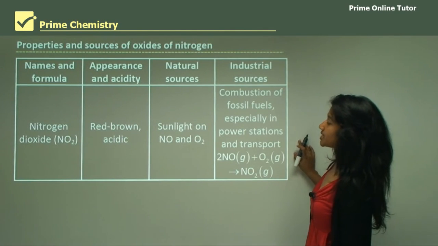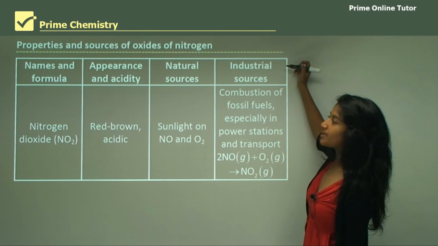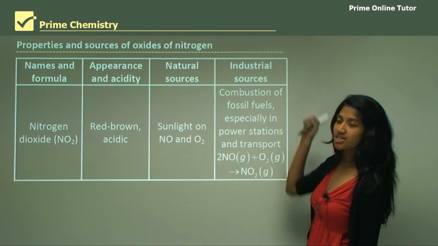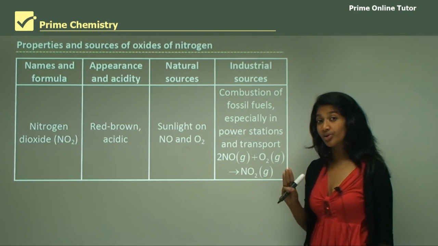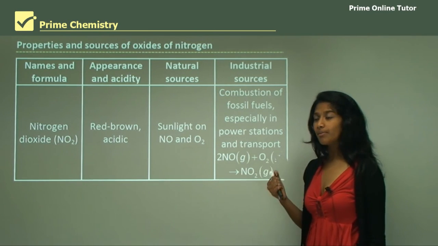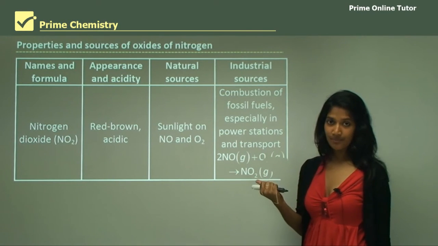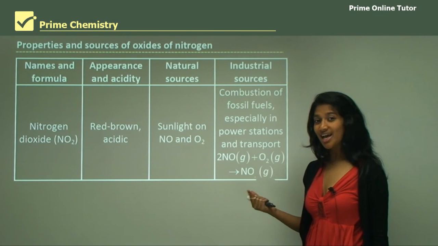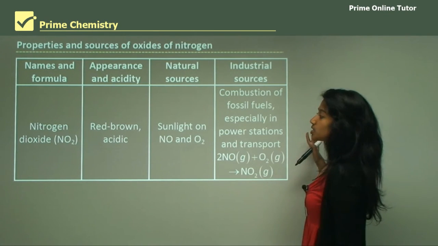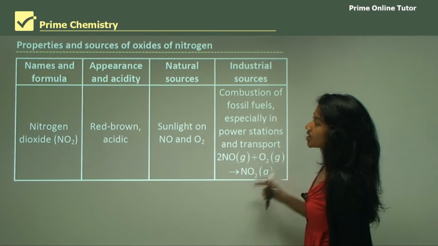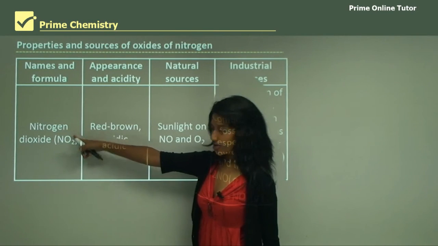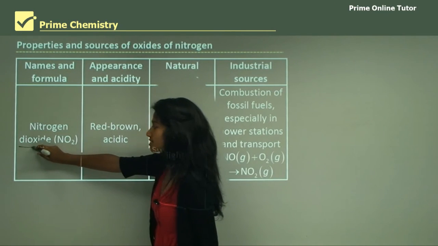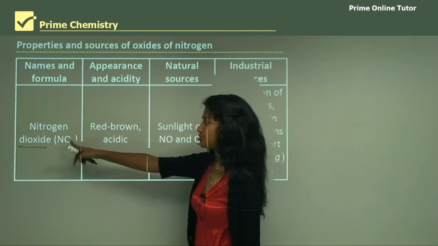Now we have come to a table. Here we're going to be comparing the properties and sources of the oxides of nitrogen. Now we learned about 3 oxides of nitrogen. If you remember, we learned about nitrogen dioxide, which we just learned then. We also learned about nitric oxide and nitrous oxide. Now let's look at nitrogen dioxide. The name is nitrogen dioxide, given by the formula NO2, which is easy because dioxide means 2 oxygens and nitrogen. So NO2.